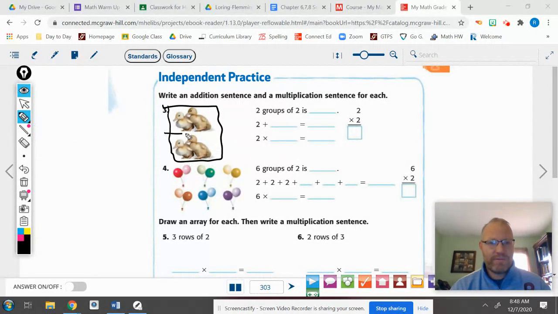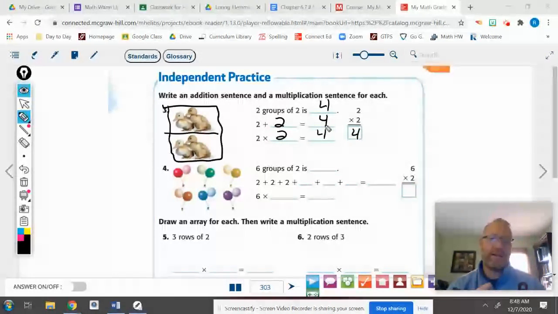We have groups of 2 here. So there's 2 groups of 2. 2 groups of 2 is 4. So we have 4. 2 groups of 2 is 2 plus 2. 2 plus 2 is 4. 2 times 2 is 4. Remember, I'm not doing this work for you. You should have done this work already, and now you're just checking your answers. So if you are right now writing what I'm writing, you're wrong. Pause this video, complete your independent practice, and then come back to this to check your work.